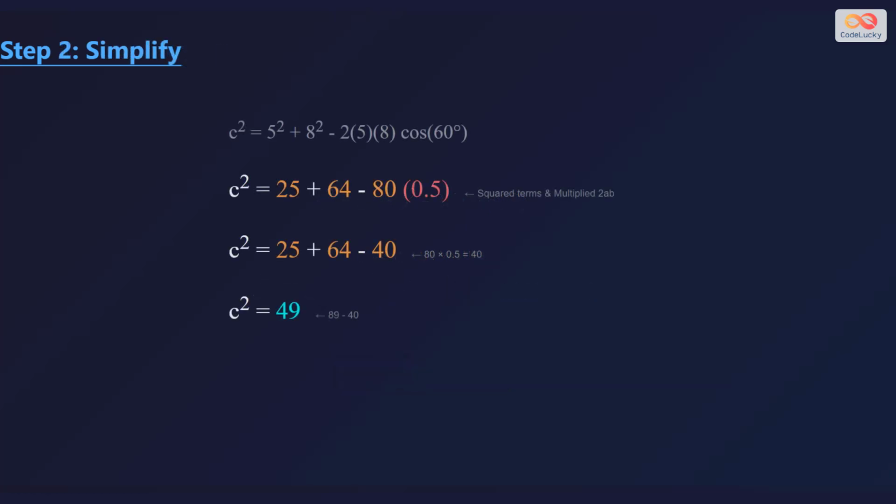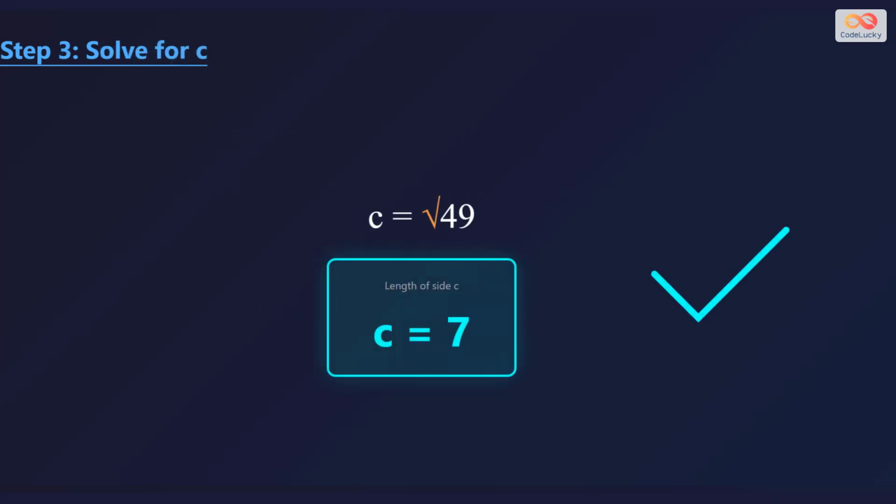Now we simplify. 5 squared is 25. 8 squared is 64. For the last term, 2 times 5 times 8 is 80, and the cosine of 60 degrees is 0.5. Combining the squares gives us 89, and 80 times 0.5 is 40. So we have 89 minus 40. 89 minus 40 gives us 49. So c squared equals 49.